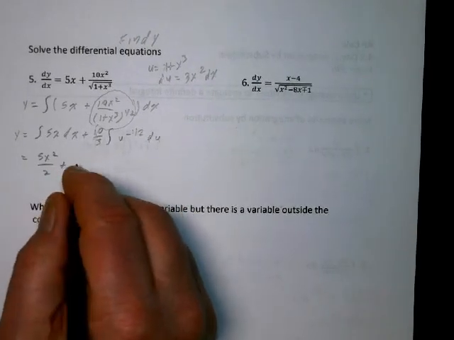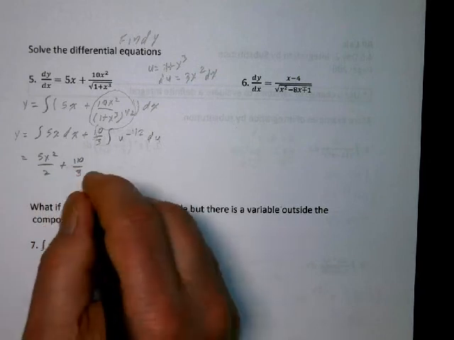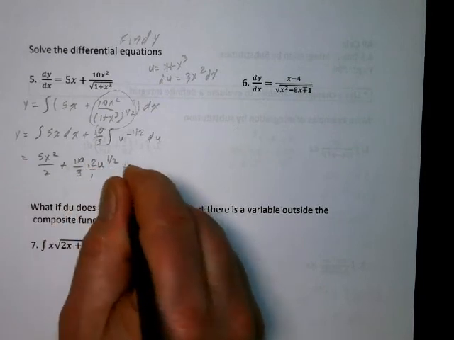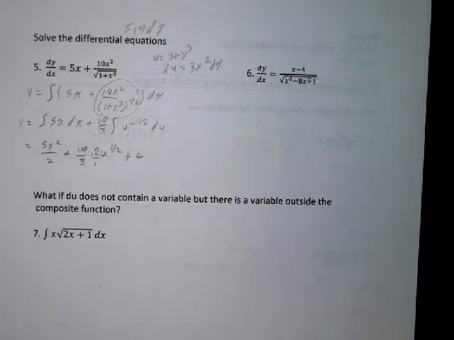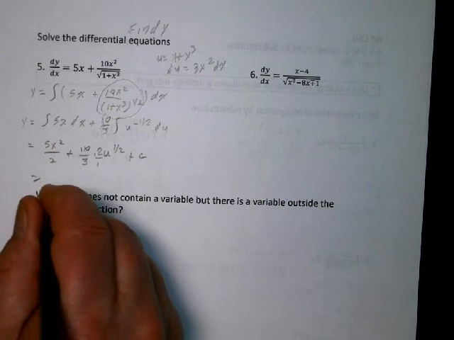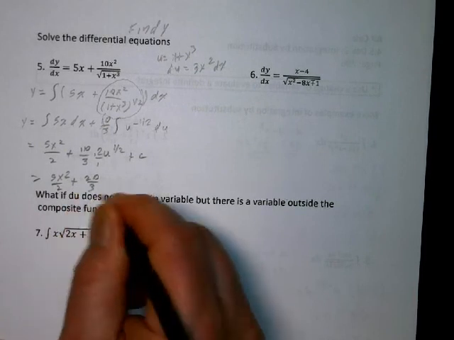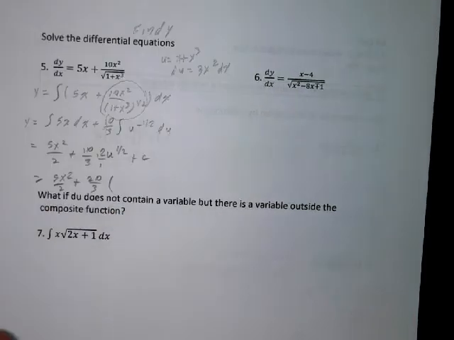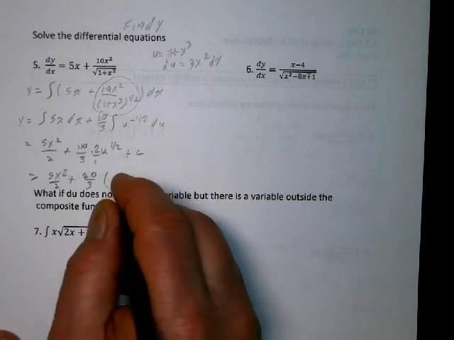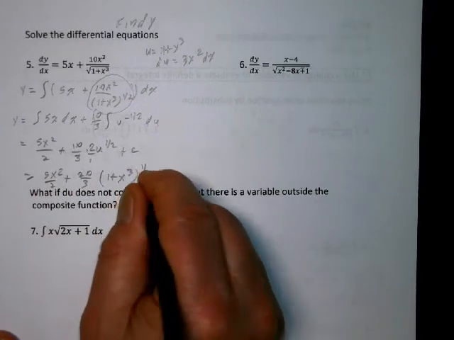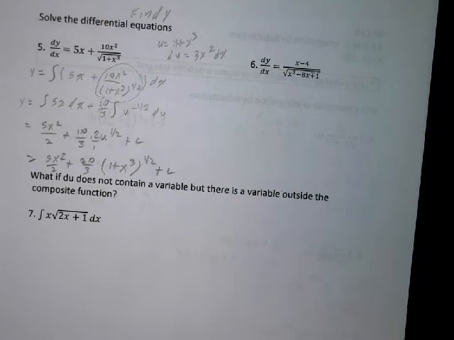So when I integrate 5x, I get 5x squared over 2 plus, then I have 10/3 times u to the 1/2 multiplied by the reciprocal plus c. So 5x squared over 2 plus 20 over 3 times 1 plus x cubed to the 1/2 power plus c.